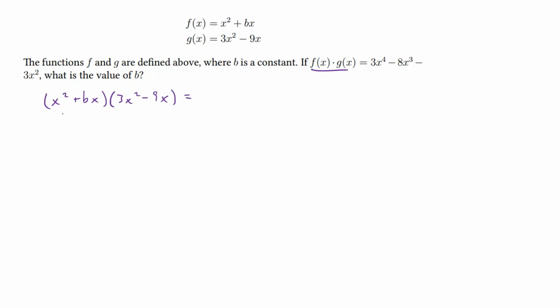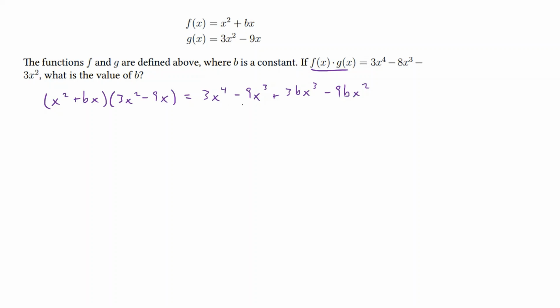Distributing this out, we have x squared times 3x squared is 3x to the 4th. x squared times minus 9x gives minus 9x cubed. bx times 3x squared is 3bx cubed. And bx times minus 9x is minus 9bx squared.